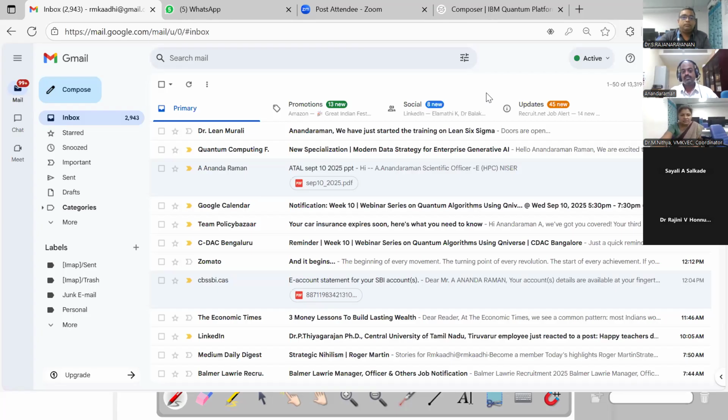So the participants may ask the question whether the transpiler converts high-level code to machine code. No. The compiler will do that. Whatever Java, whatever program you are writing, the compiler translates high level to machine level. But a transpiler is high level to high level only. High level to high level means we are writing Qiskit circuits, okay.